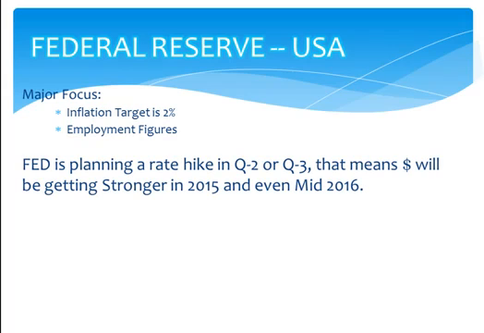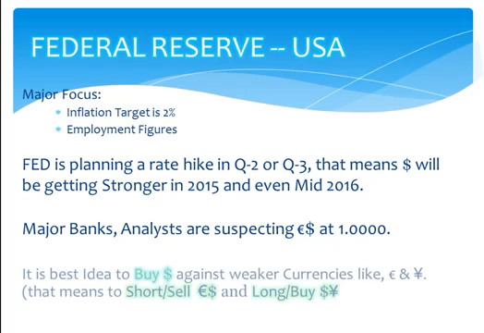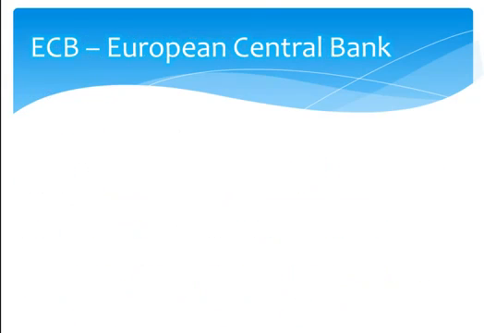The Fed is planning a rate hike in quarter 2 or quarter 3 of 2015. That means the dollar will be getting stronger in 2015 and even mid 2016. And the major banks' analysts suspect that euro dollar will be at parity. It is a best idea to buy dollar against weaker currencies like euro and yen. That means to short, to sell euro dollar and to take long or buy positions of dollar yen. But where to enter will be discussed in the technical analysis video.